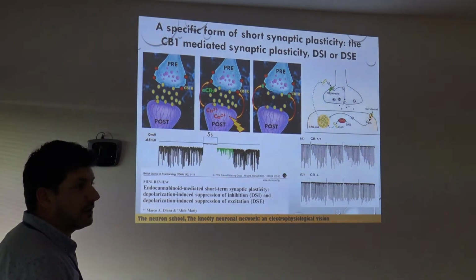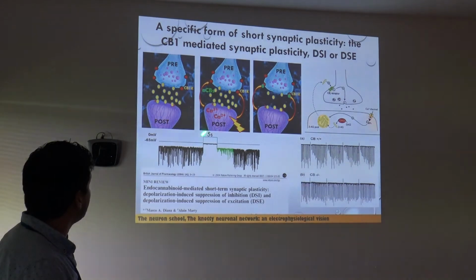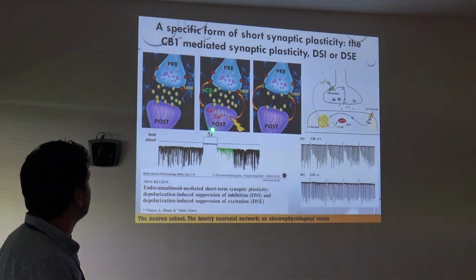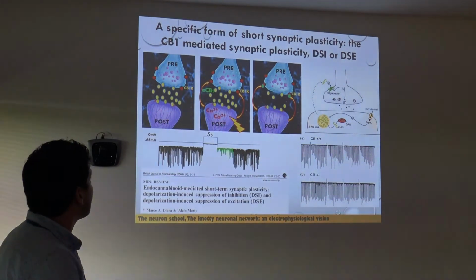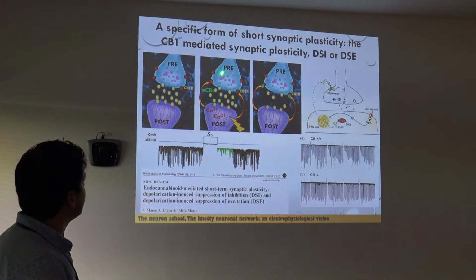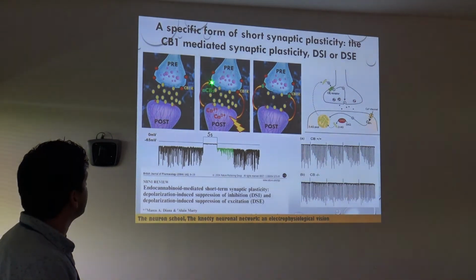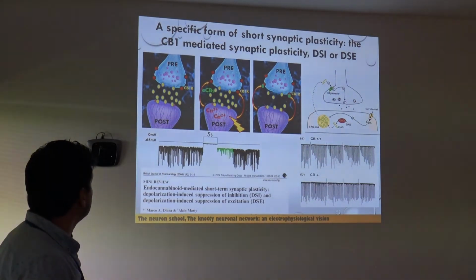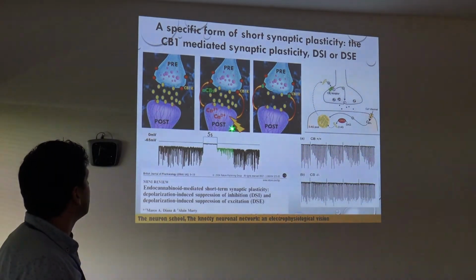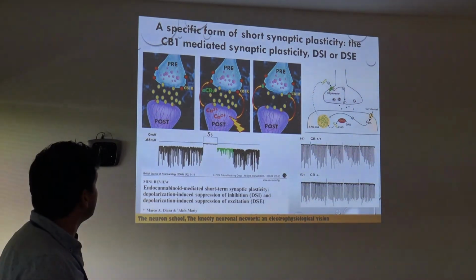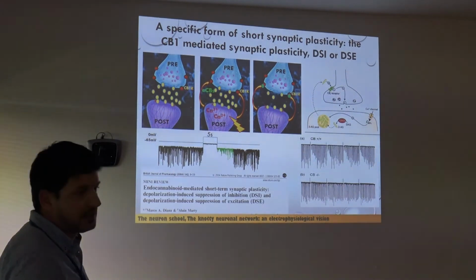Okay? This is because during the depolarization we increase the calcium concentration at the postsynaptic level, and we start the machinery that produces the endocannabinoids that go retrogradely to the presynaptic terminal, activate the CB1 receptor and decrease the release of neurotransmitter. Okay? This is called DSI if you are studying inhibitory synapses, or DSE if you are studying excitatory synapses.